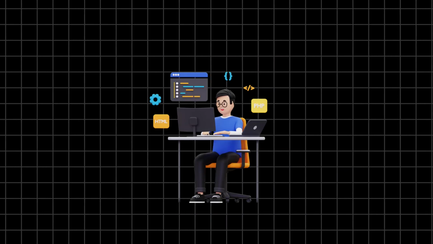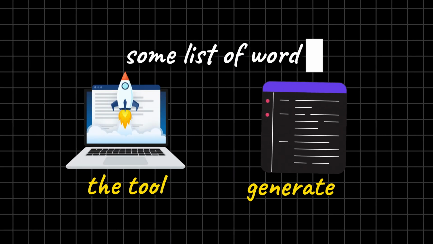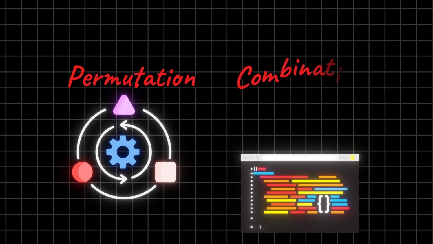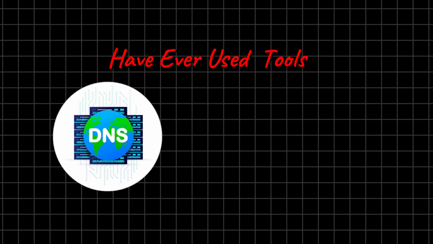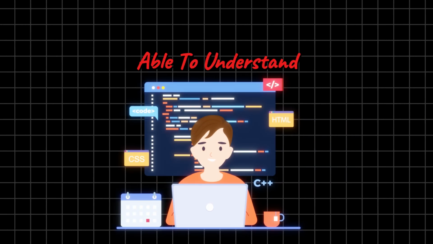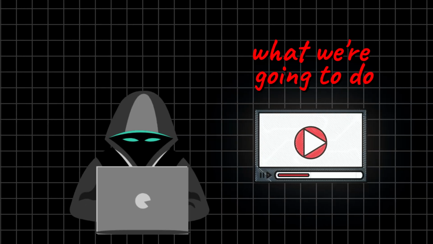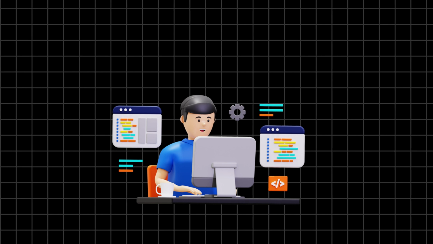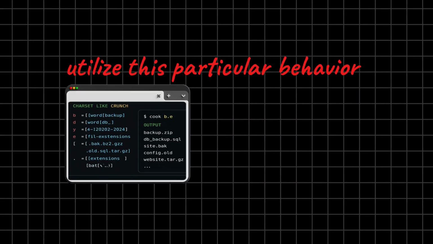We are going to have a bunch of targets. We want a tool to generate a list of words through permutation and combination, so that it will be very specific to that particular target. If you have ever used tools like AllDNS or tools like GoTator, you'll be able to understand what exactly I'm saying, right? So this is exactly what we're going to do in this video.